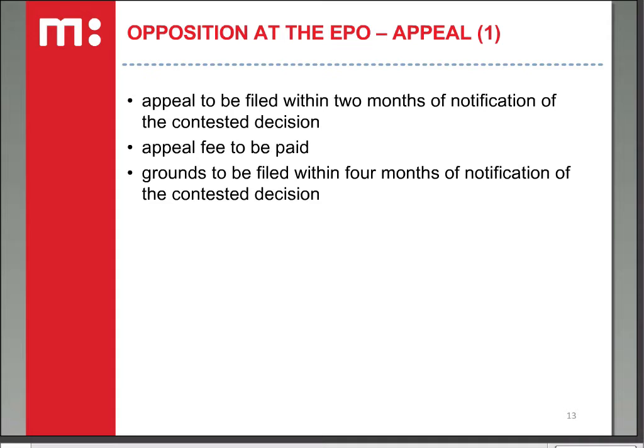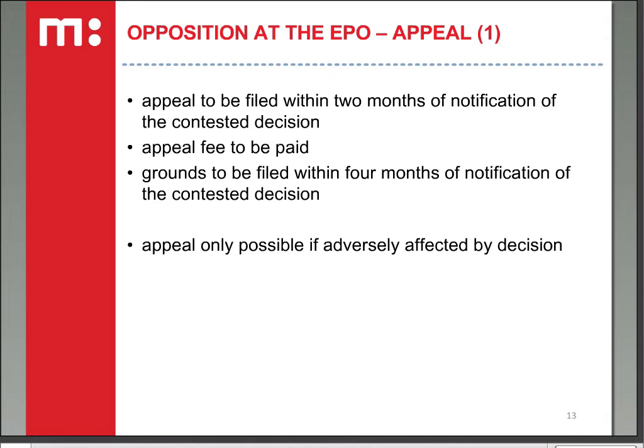An appeal can only be filed if you are adversely affected by the decision. So imagine that the patent is maintained in the granted form, then of course the patentee cannot appeal that decision. The same if the patent is revoked, then the opponent cannot appeal the decision. There is one quite interesting point. In these proceedings, there is the no reformatio in peius principle. So what does it mean?